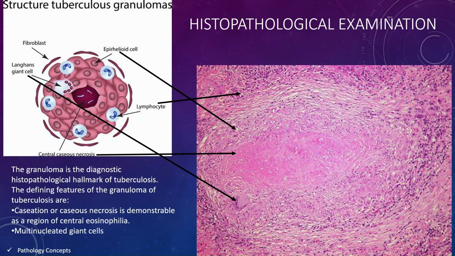In the histopathological examination, the characteristic of tuberculosis is a granuloma. The defining features of granuloma are caseous necrosis, epithelioid cells, multinucleated giant cells and surrounding lymphocytes.